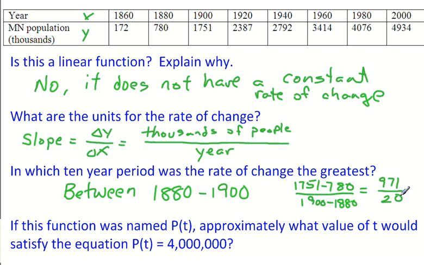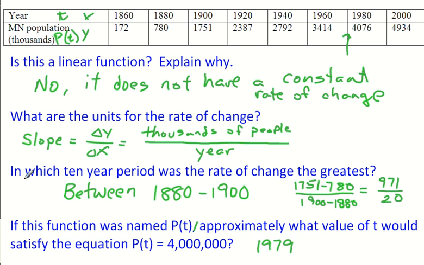All right, our last question says if this function was named p of t, so we're going to give it another name, p of t right here, which means we're going to call this t. So we've changed our independent variable to be t and our dependent to have the function notation p of t. What value of t would satisfy the equation p of t equals 4 million? Now, this was up in thousands. So if we think of this in terms of thousands, this is 4,000 thousands. And so we look up here, and where would we see 4,000? We're like, oh yeah, it would have occurred right before 1980. So our best approximation would probably be something like 1979.